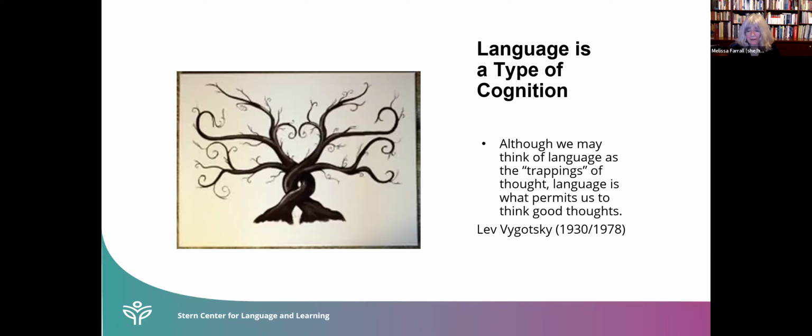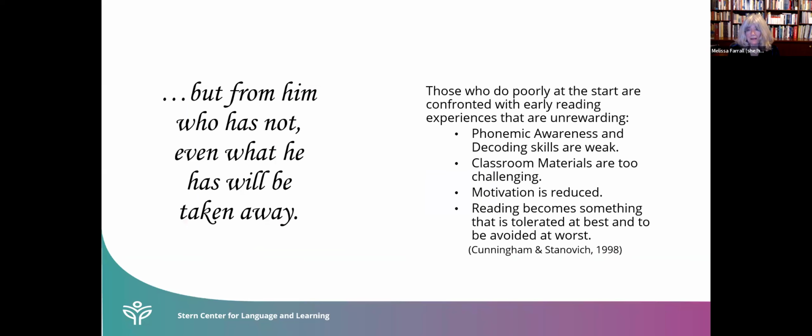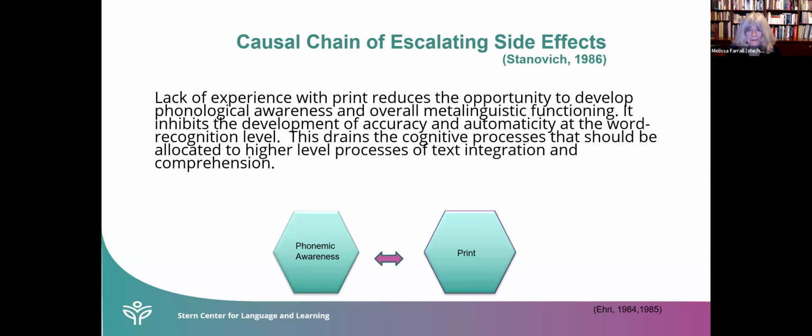It's just about 5:30. Let's see what else. Here we go. So kids who do poorly at the start are going to struggle with their phonemic awareness. Classroom materials are too challenging, motivation is reduced, and reading becomes something that's tolerated at best and to be avoided at worst. So anyway, I think that's it for today.